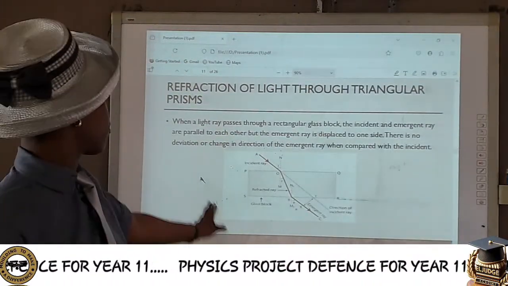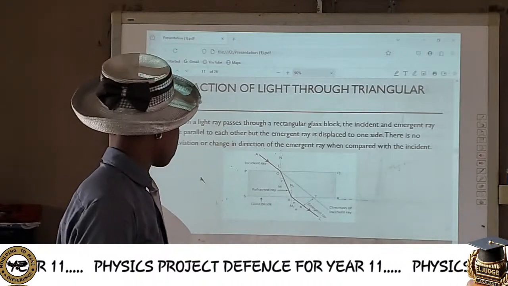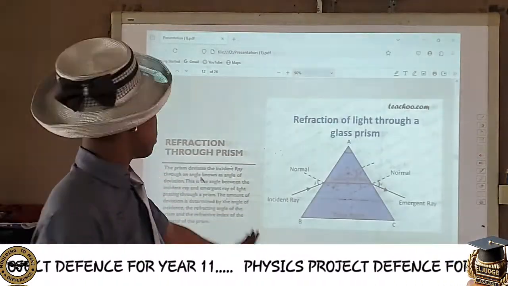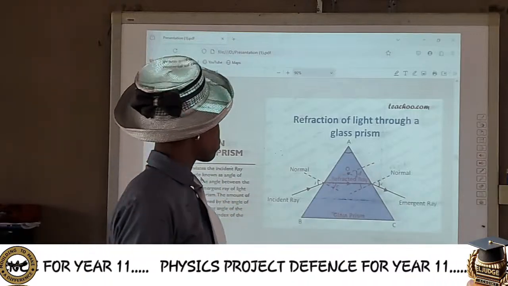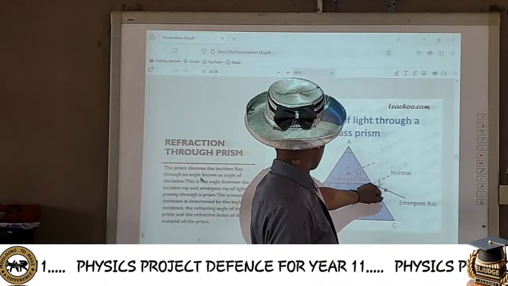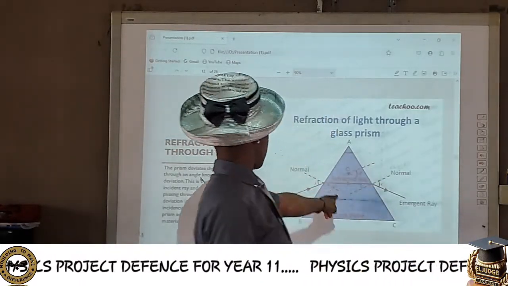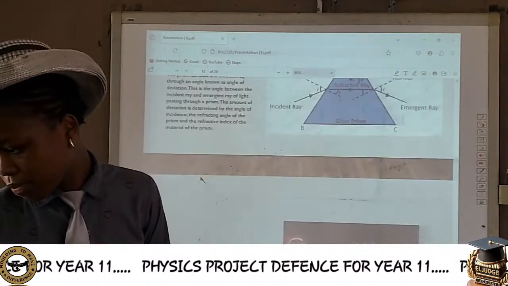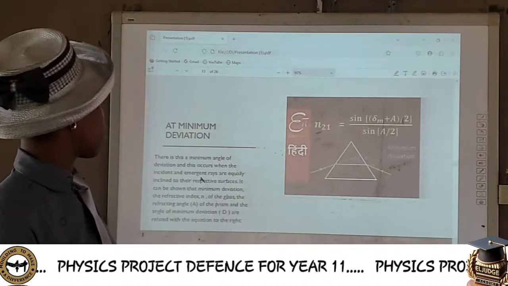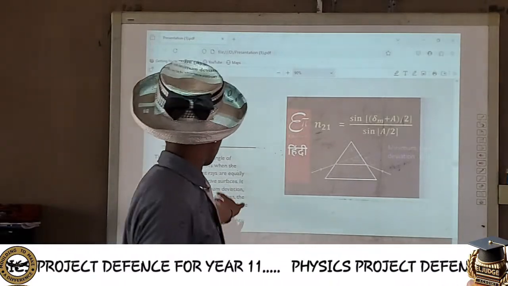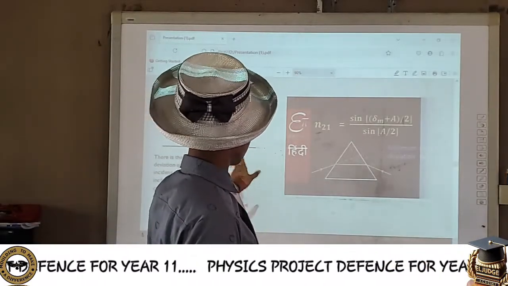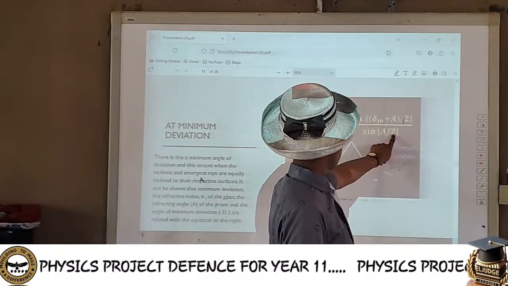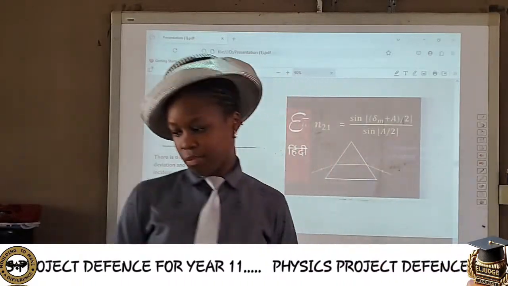Then we also have refraction of light through a triangular prism. And this is the refraction of light through a glass prism. Here we see the normal, we see the refracted ray, the emergent ray, and the incident ray. Then you can also calculate minimum deviation with refraction. So it will be n = sin((A+D)/2) over sin(A/2).